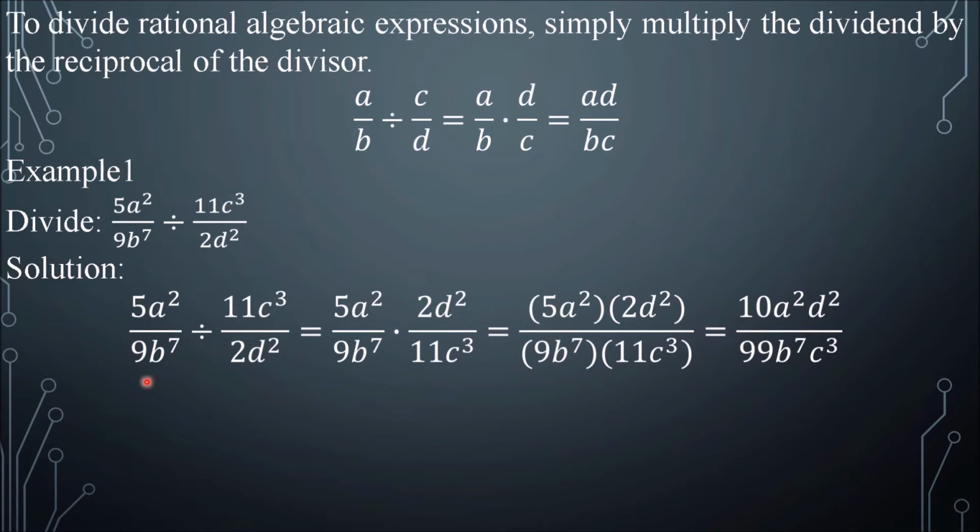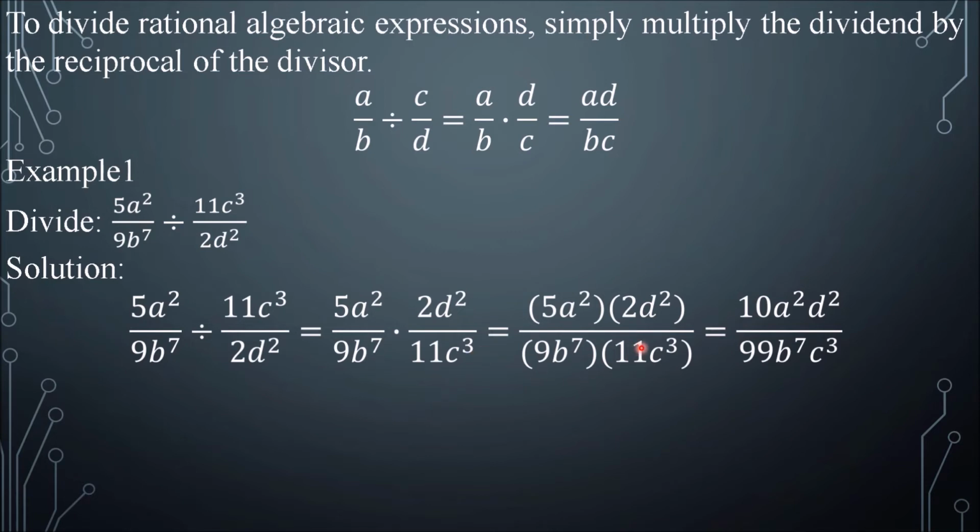Let's copy this one first, and then let's do the process. So this is the dividend. The dividend will remain the same, and then division will turn into multiplication, and then this one will be changed into its reciprocal. So the reciprocal of this is this one. Now after that, let's do multiplication. 5a squared times 2d squared is this one, and then 9b raised to 7 times 11c cubed is this one.